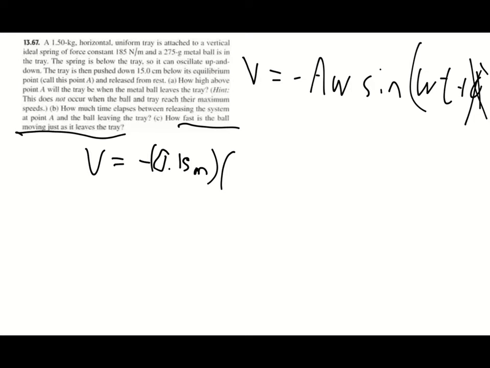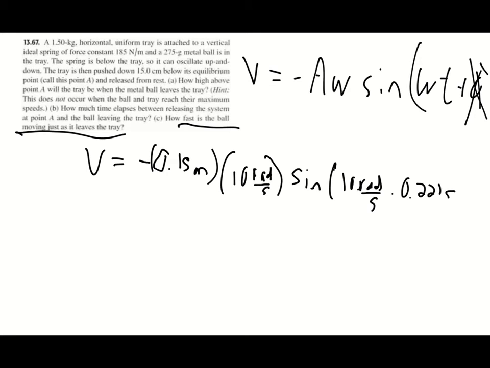Okay, my omega is going to be 10. I think it's like 10.2 actually when you actually do it. Radians per second. Sine of 10 radians per second times 0.221 seconds. Okay. You crank through all that, you get negative 1.19 meters per second. Remember, those radians are not going to exist in the units.